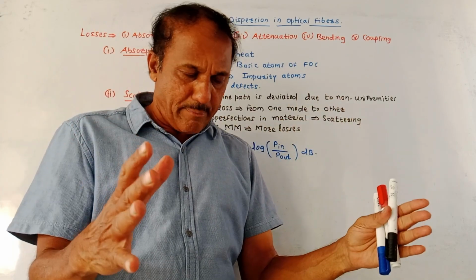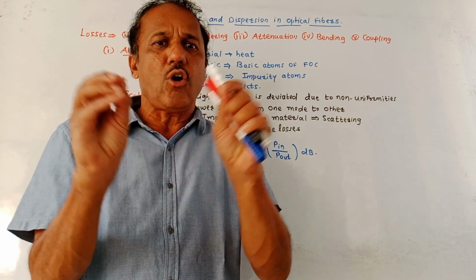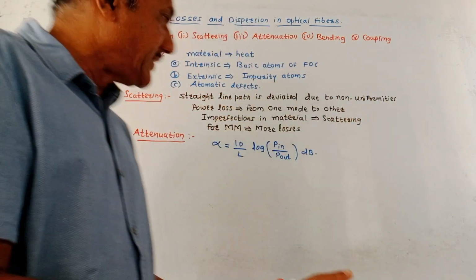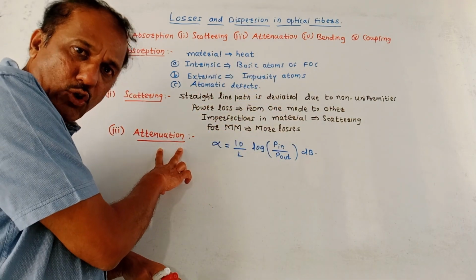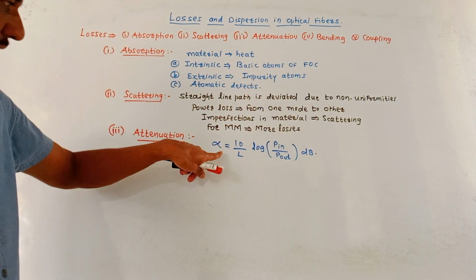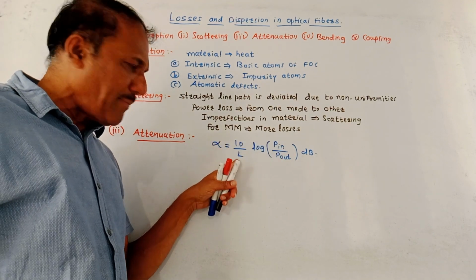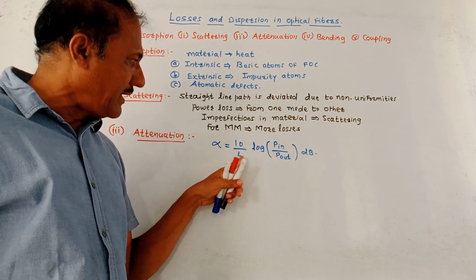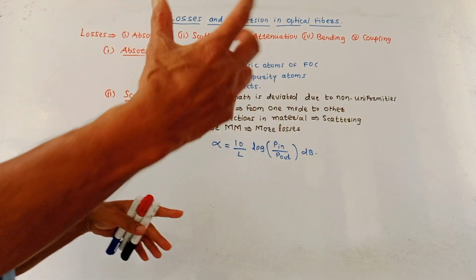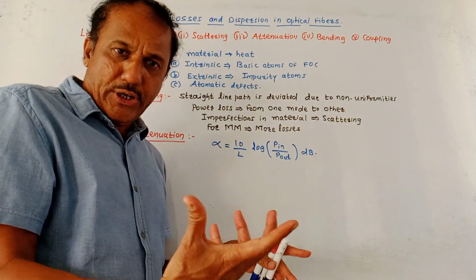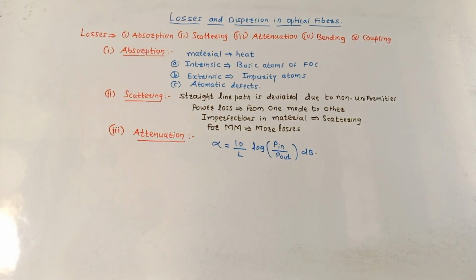Third is the attenuation. In case of optical cable, attenuation represents reduction in the intensity of the light ray. This reduction is due to absorption and scattering, which represents attenuation loss or attenuation of optical cable. It is denoted by alpha, which is measured in dB. The mathematical equation is alpha = (10/L) log(P_in/P_out). L is the length of optical cable. P_in is the input power that is applied at the input end of the optical cable, and P_out is the power coming out of the optical cable.